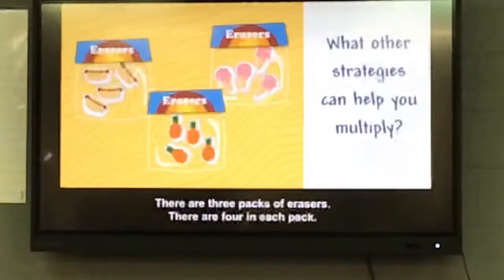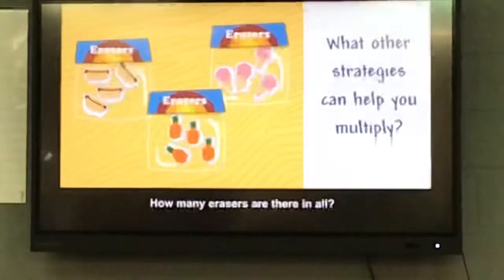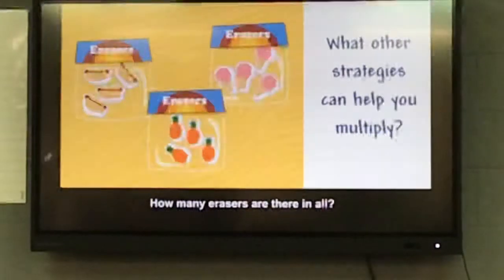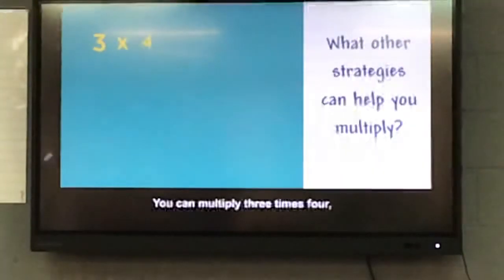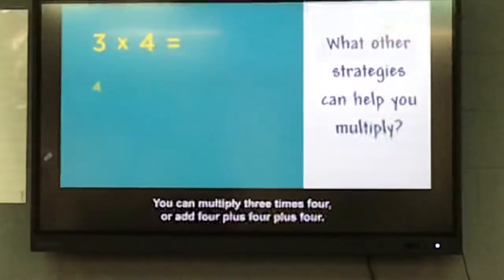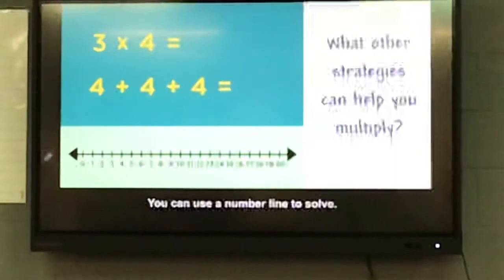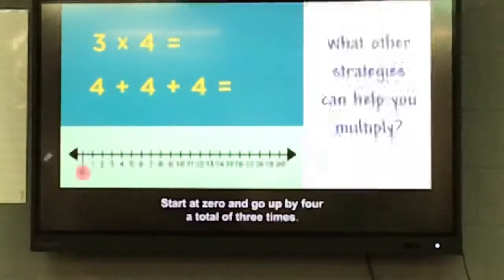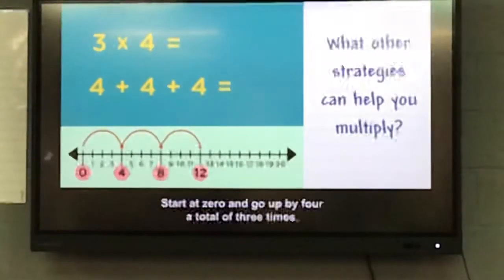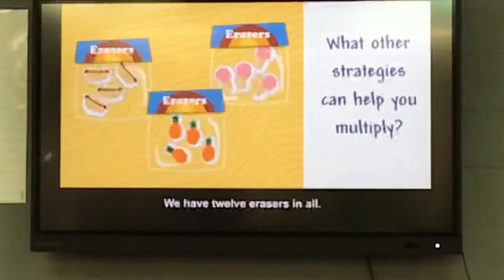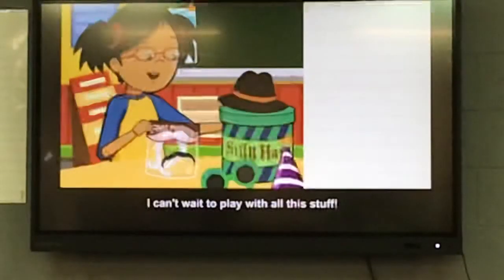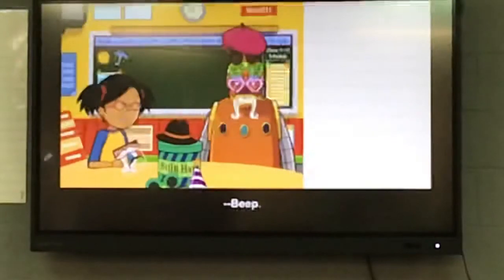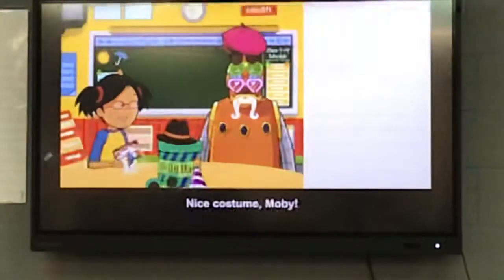There are 4 in each pack. How many erasers are there in all? You can multiply 3 times 4 or add 4 plus 4 plus 4. You can use a number line to solve. Start at 0 and go up by 4 a total of 3 times. We have 12 erasers in all. I can't wait to play with all this stuff. Nice, Cosmo. costume, Moby.